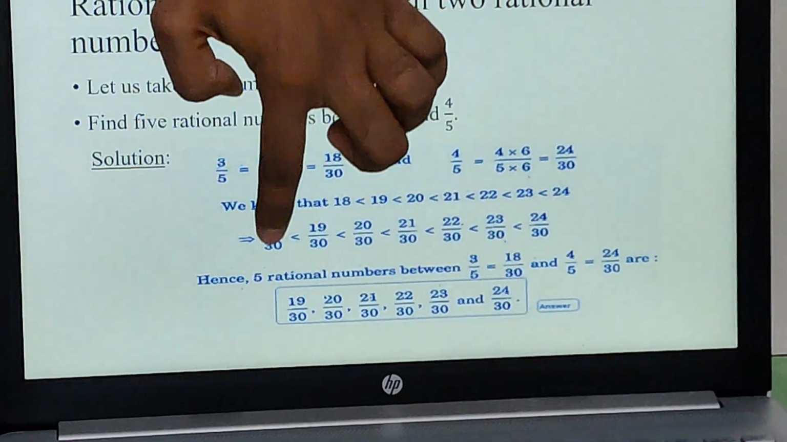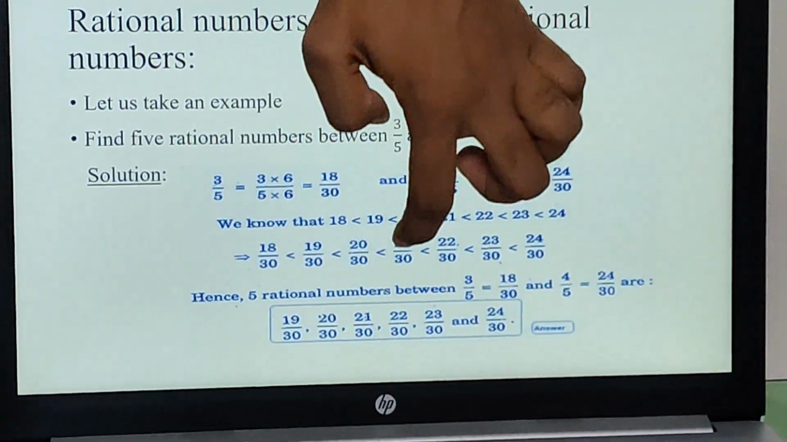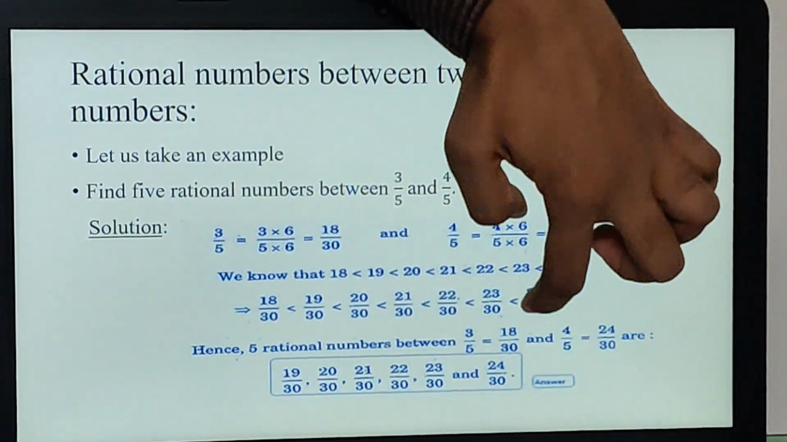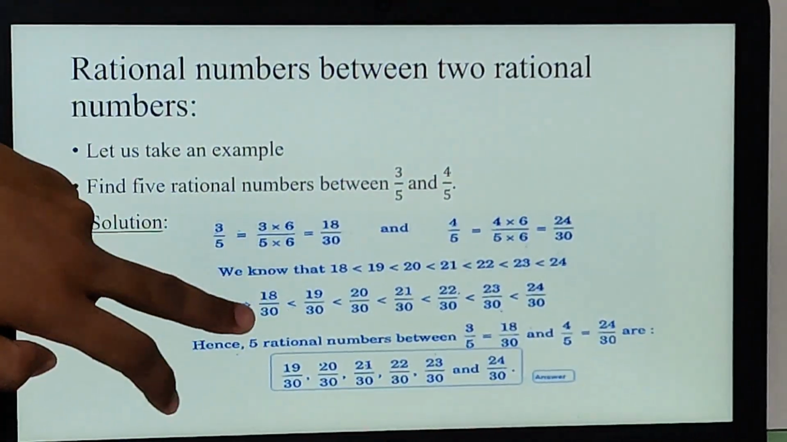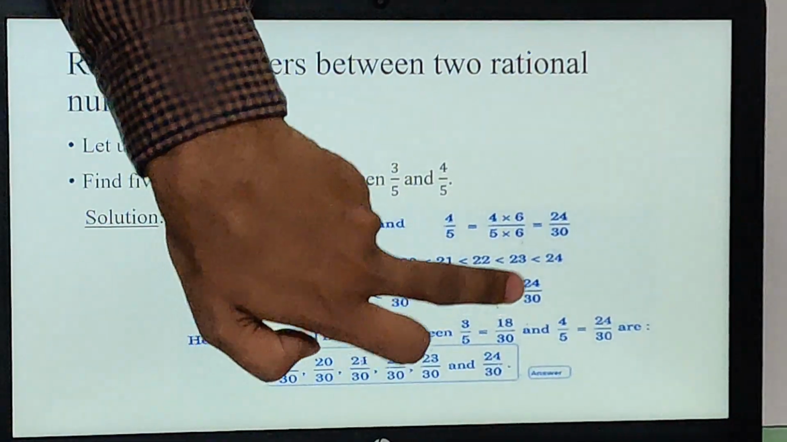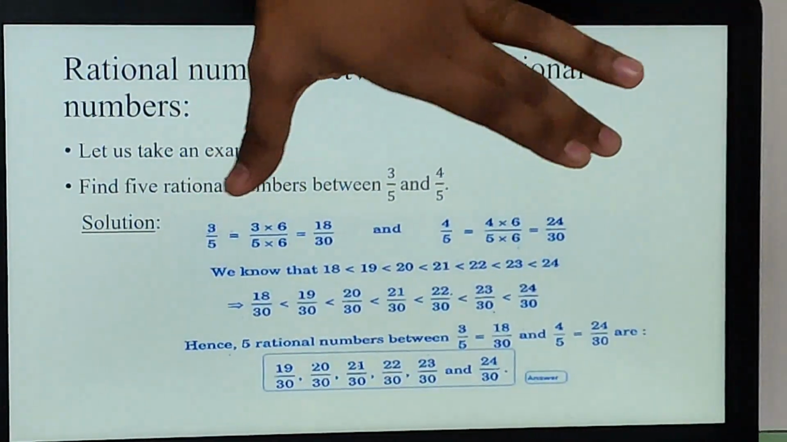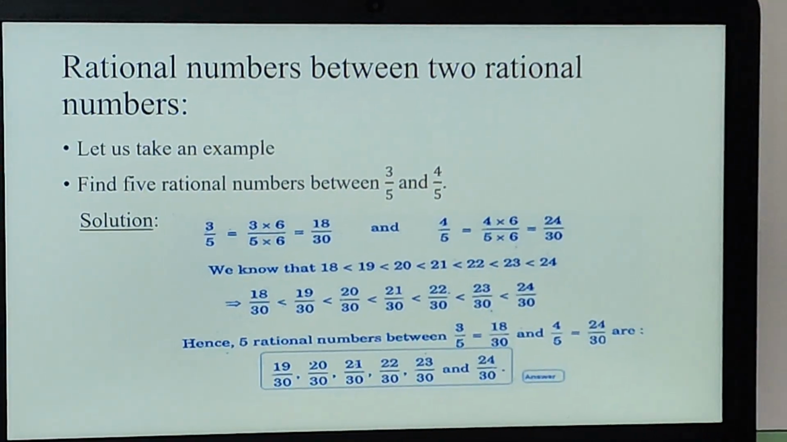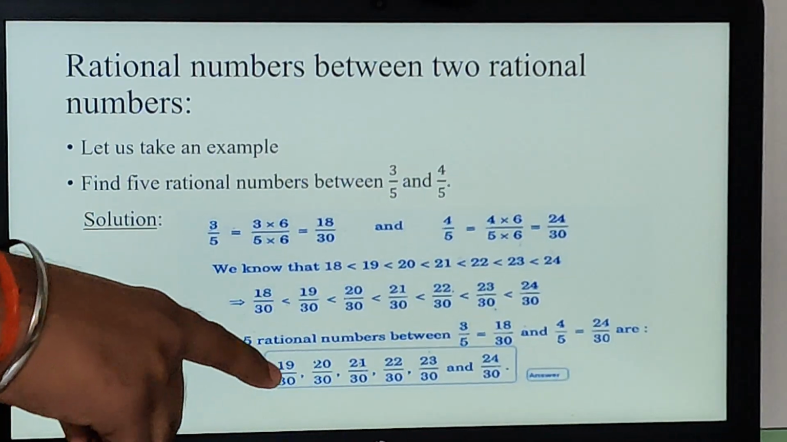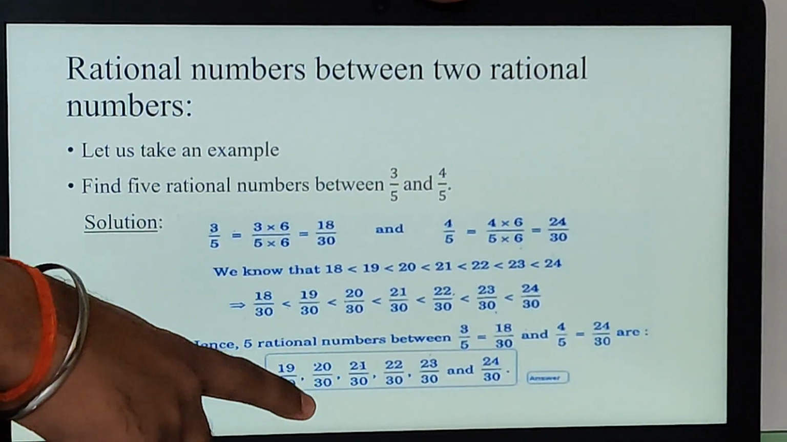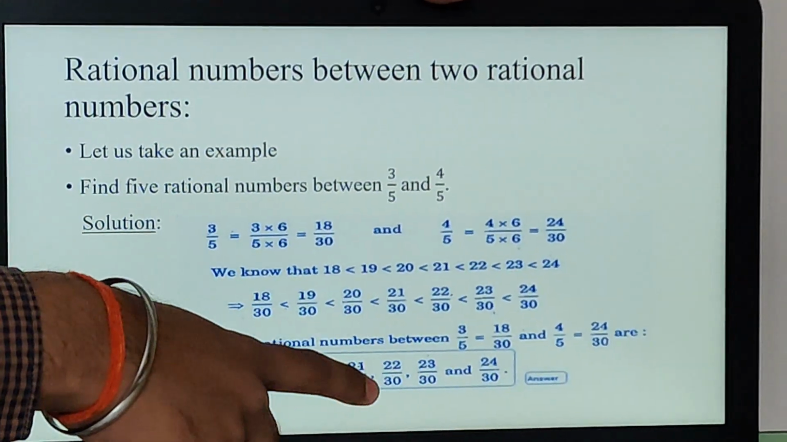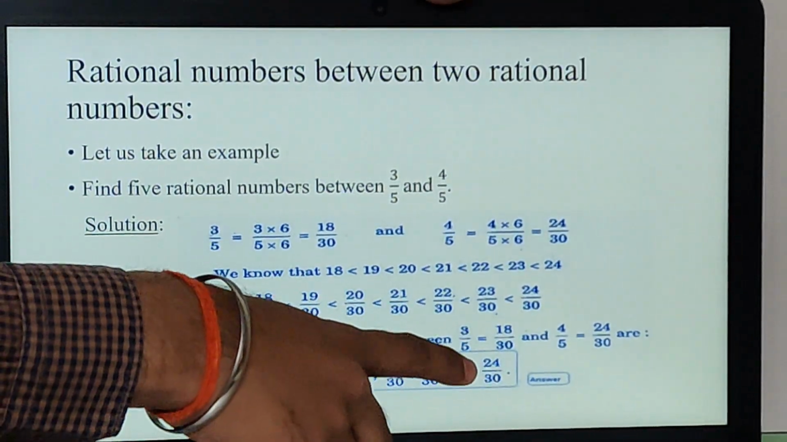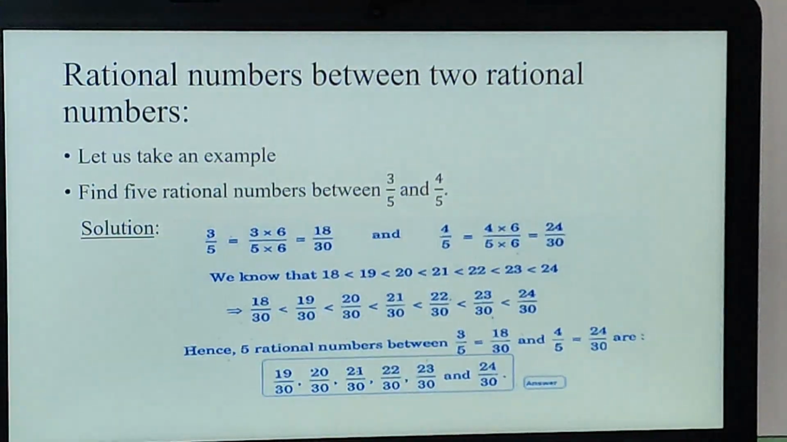So our numbers are 18 by 30, 19 by 30, 20 by 30, 21 by 30, 22 by 30, 23 by 30 and 24 by 30. So 18 by 30 will make 3 by 5 and 24 by 30 will make 4 by 5. So we will not count 18 by 30 and 24 by 30. We will count these 5 numbers: 19 by 30, 20 by 30, 21 by 30, 22 by 30, 23 by 30.